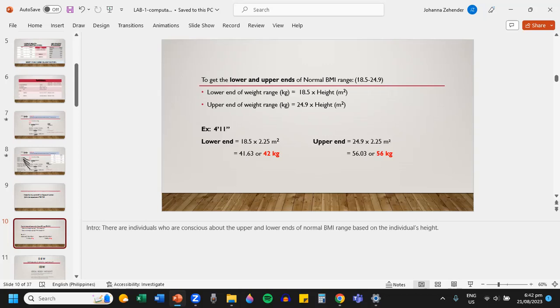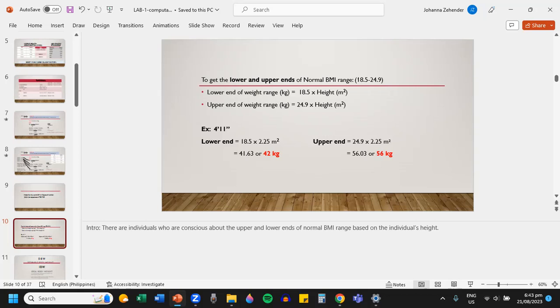With a height of 4 feet and 11 inches, when converted to meters squared, you get an answer of 2.25. So you're going to multiply 2.25 to 18.5. So the lower end of the BMI range of the client is 41.63 or 42 kilograms. Now, as for the upper end, again, you're going to use the height in meters squared. So we have again 2.25 times 24.9, the constant for the upper end. So you will arrive with an answer of 56.03 or 56 kilograms.